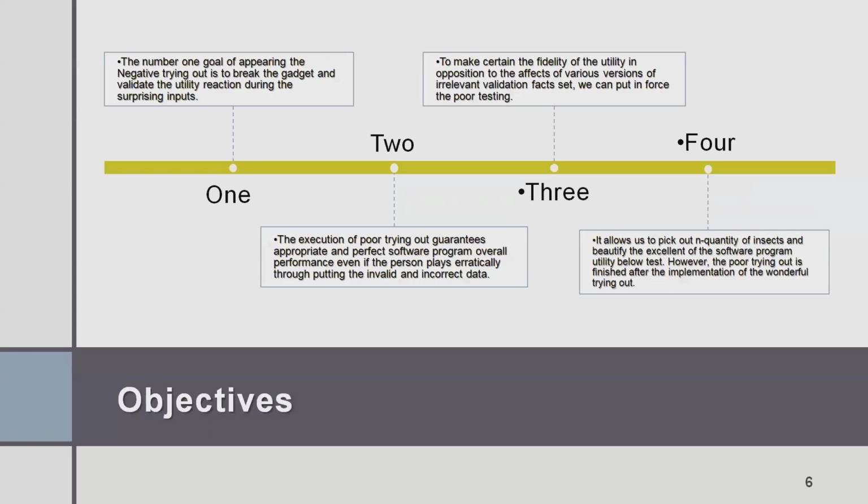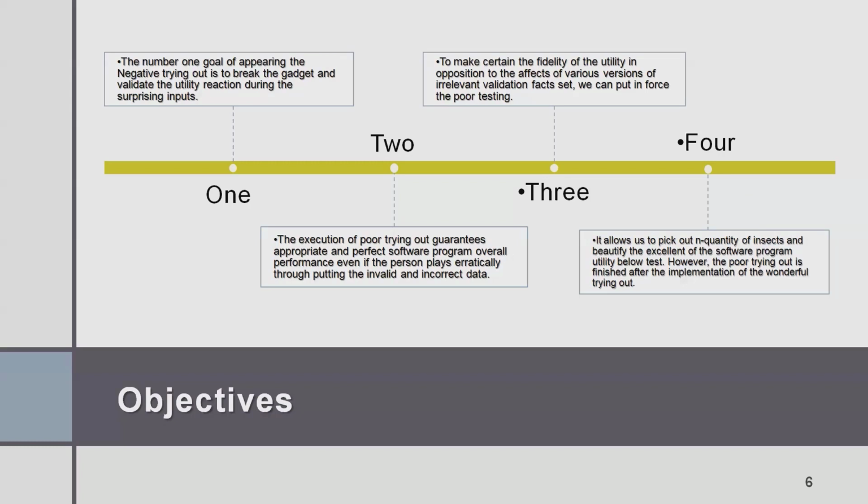One, the number one goal of negative testing is to break the system or application and validate the application's reactions to unexpected inputs. Second, the execution of negative testing guarantees appropriate and perfect software performance even if the user behaves abnormally by entering invalid and incorrect data.